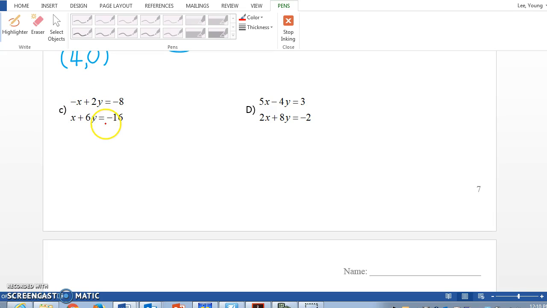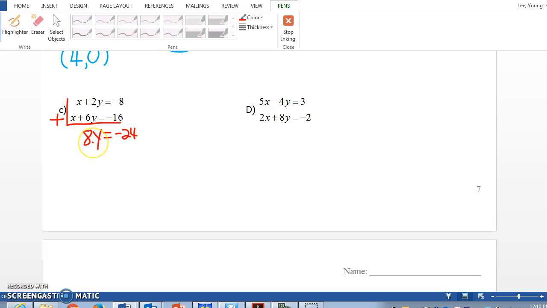Then we need to obtain opposite coefficients. Do we have opposite numbers here? Yes, -1 and +1. The x numbers are opposite, so we don't even have to multiply one or both equations. Now we're going to add. -x plus x is nothing, you can cancel that out. 2y plus 6y is 8y, and -8 plus -16 is -24.